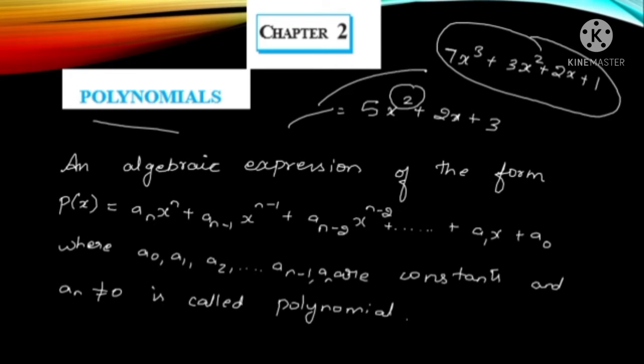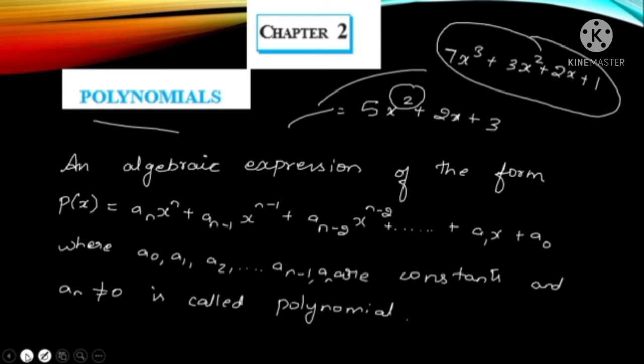I'm just giving some examples of polynomials. Here 7, 3, 2 are the coefficients, and the degree is nothing but the highest degree. In this expression, the highest degree is 3. In the earlier polynomial, the highest degree is 2.